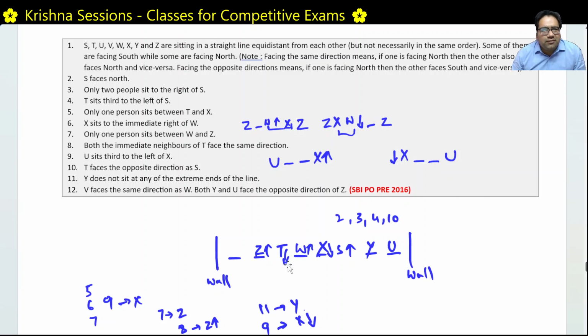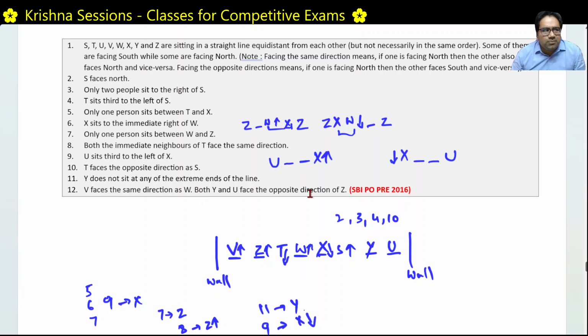Now who is left? We have figured out Z, S, T, U. We did not figure out V. Only one is left. So the first slot should go to V. W, X, Y, Z, all we have figured out. V faces, now condition number 12: V faces the same direction as W. That means V is facing north.